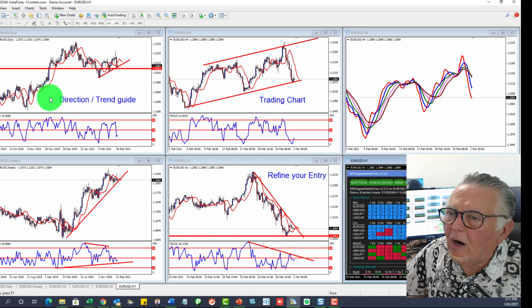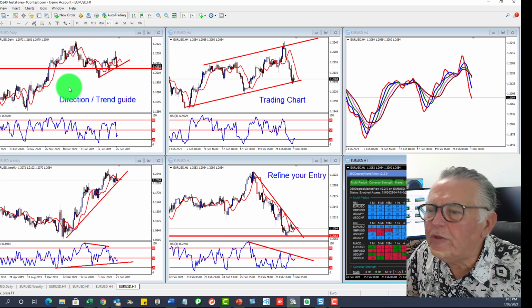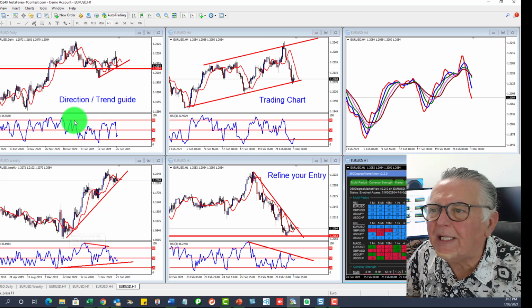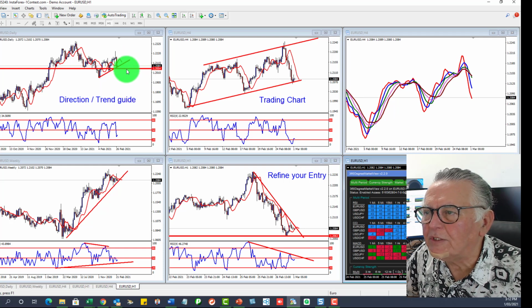So that's how you use the longer term chart, and you don't use all of them. You can go to the weekly, but you don't need to. You can just go to the next one and get a picture of what's going on.